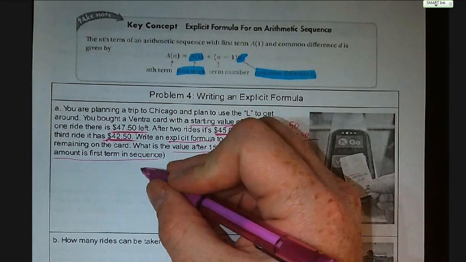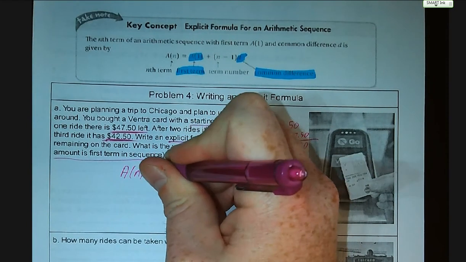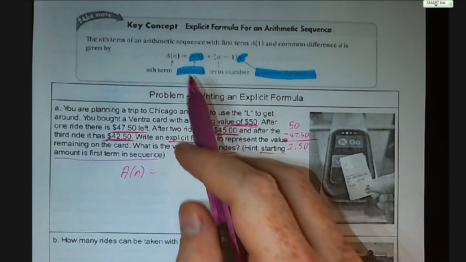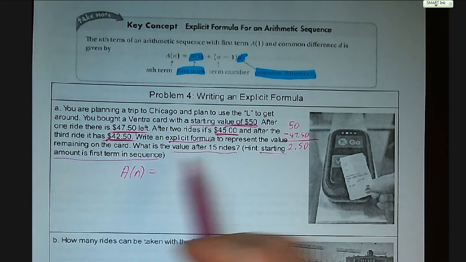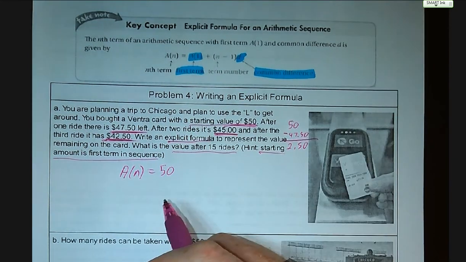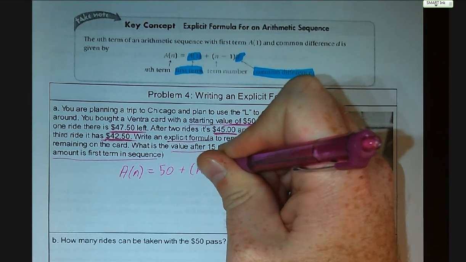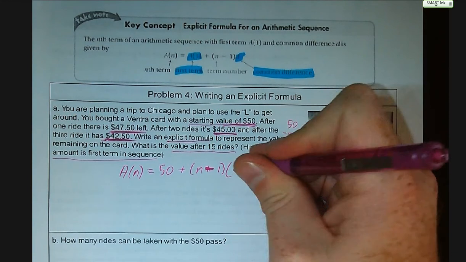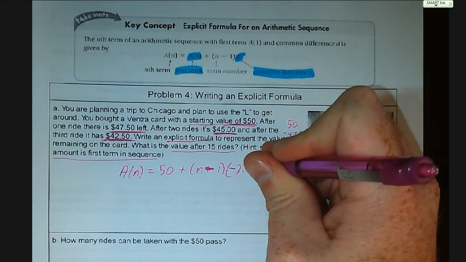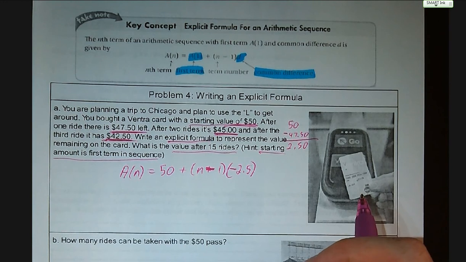So now to try and write our equation up here. Definitely follow the example above if you have to. So you have your a of n is equal to whatever our first term is, which is 50, plus our n minus 1. And then our last part is going to be the common difference. And we are subtracting $2.50 every time, or 2.5. Make sure you keep that negative though. You don't want to be adding any money to that.